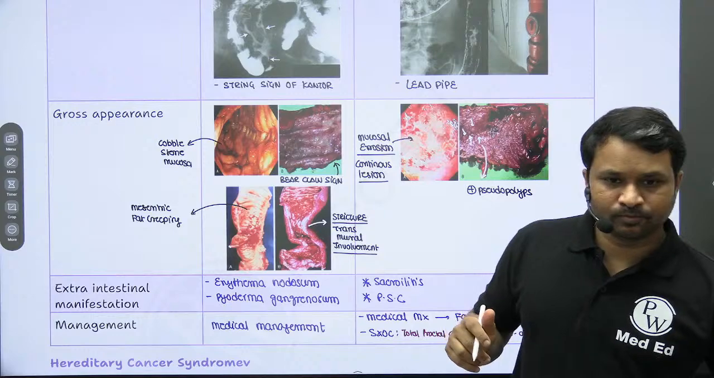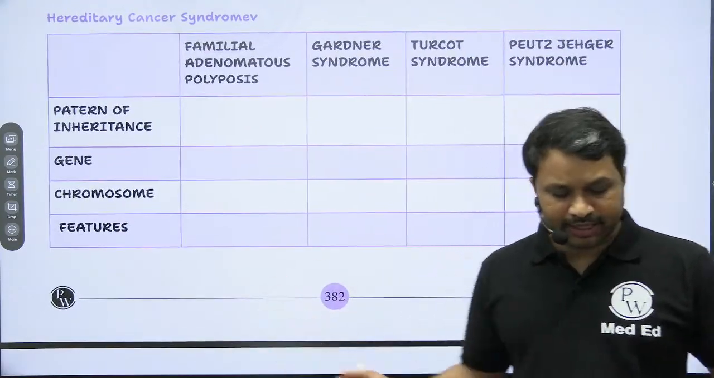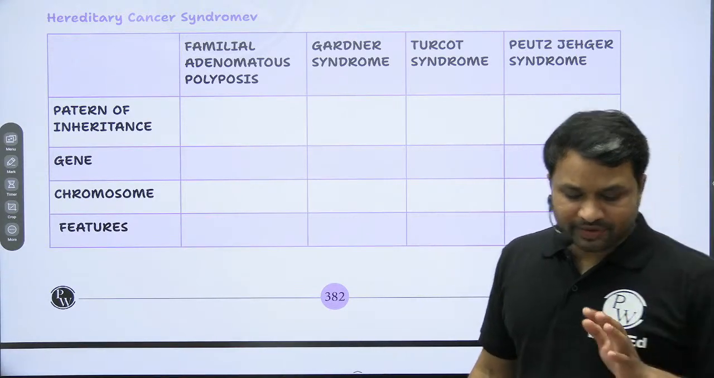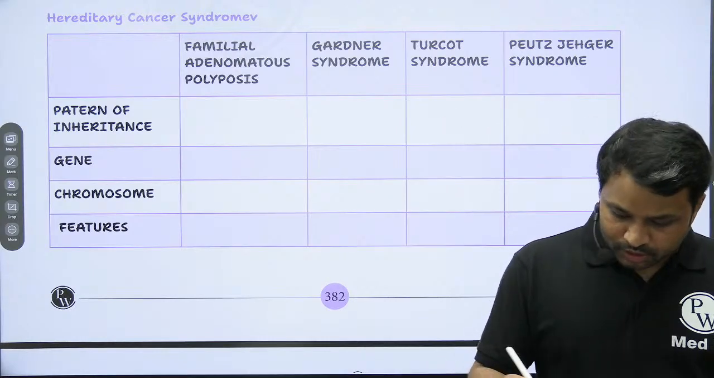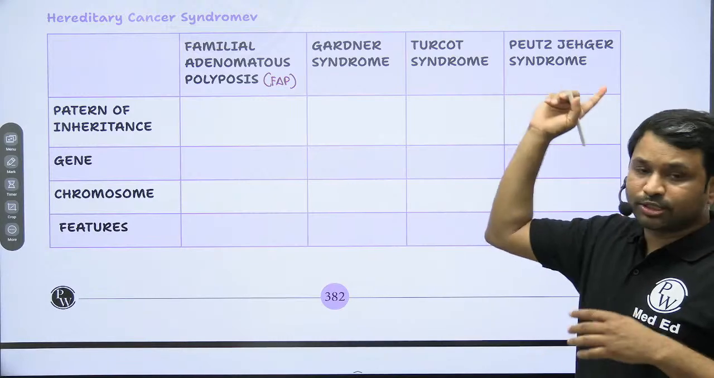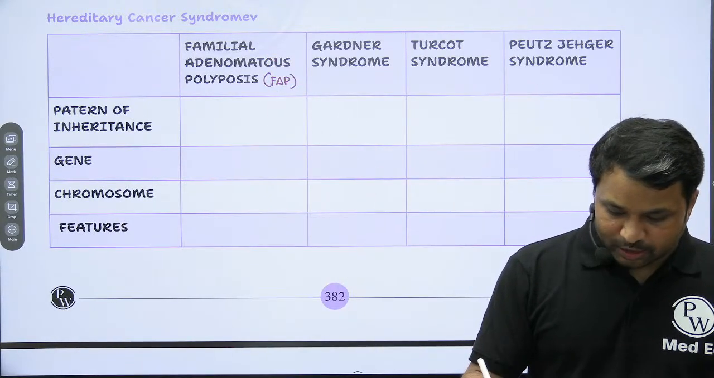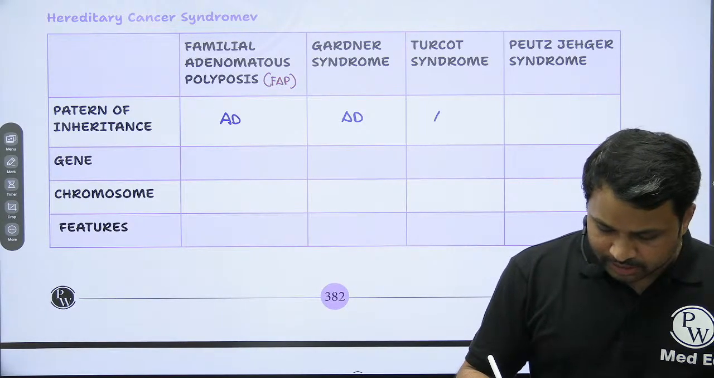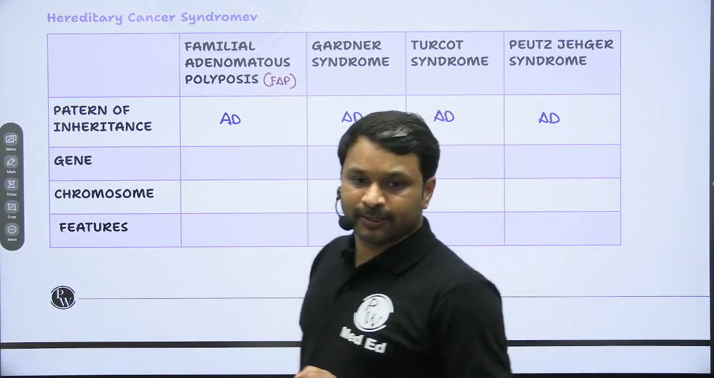ठीक है? चलो. Moving on, we'll talk about the hereditary cancer syndromes. Again, a very, very important topic. We'll be discussing 4 important syndromes: FAP, that is familial adenomatous polyposis, Gardner syndrome, Turcot syndrome, and Peutz-Jeghers syndrome. Now, what is the pattern of inheritance they follow? Remember, all 4 of them are autosomal dominant.